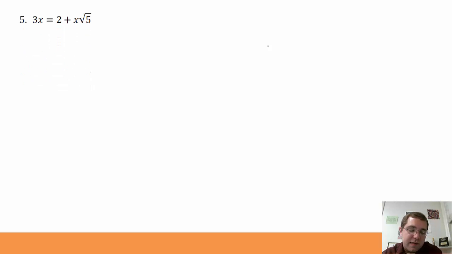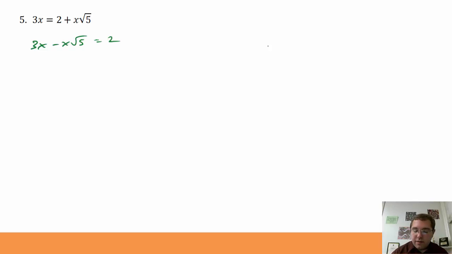Example number 5, last example. 3x equals 2 plus x times the square root of 5. Hey, wait a second. The variable is not underneath the radical. This is not a radical equation. So how would we solve this one ordinarily? Well, we would want to combine like terms. The like terms are the numbers that both have an x with them. So let's say I subtract the x radical 5 to the left-hand side.